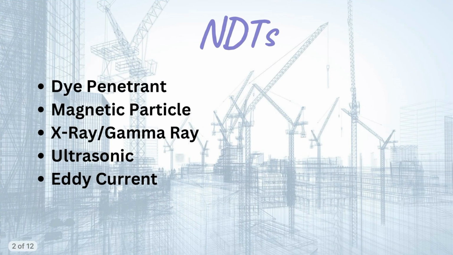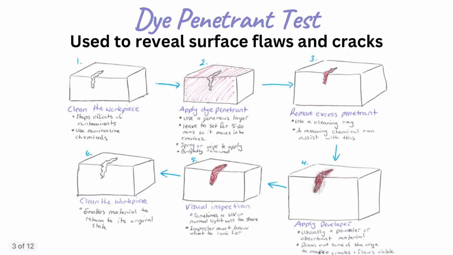So there are 5 key NDTs that are used in the engineering syllabus. So you have your dye penetrant test, your magnetic particle tests, X-ray tests, ultrasonic tests, and eddy current tests. And these all have different applications and work best in different scenarios. So your dye penetrant test. It is used to reveal surface flaws and cracks.